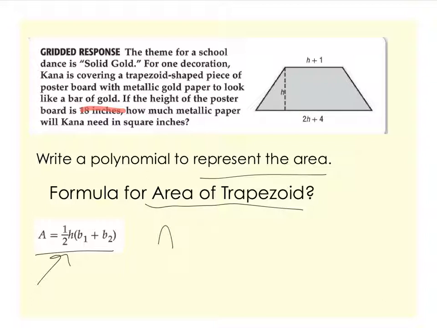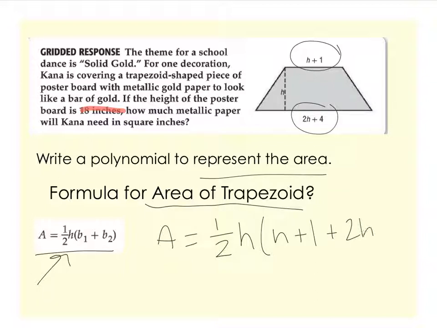So A equals 1/2 times the height, and we know that, but I'm going to wait to fill that in for a little bit because the problem will be simpler if we do it this way. 1/2 h times our first base, and our first base is h plus 1, and we're going to add to that our second base of 2h plus 4. Now I'm going to simplify inside my parentheses because I have some like terms to make this problem easier, so I'm going to do that.